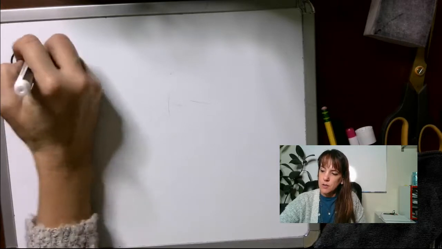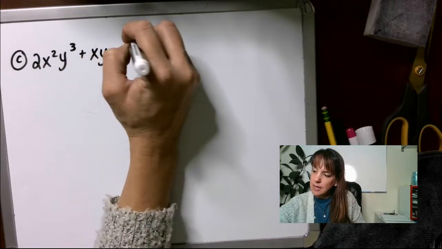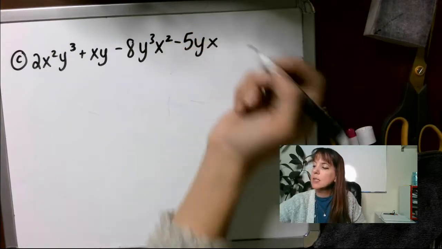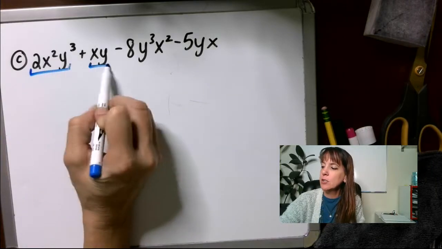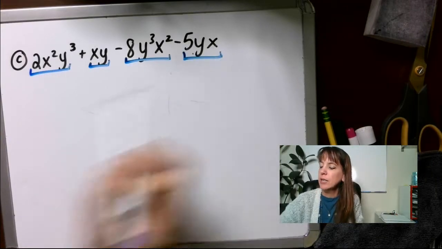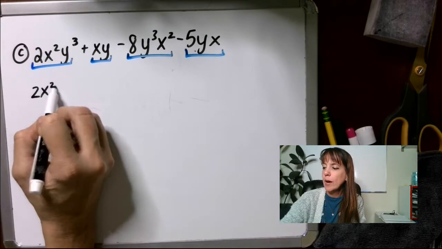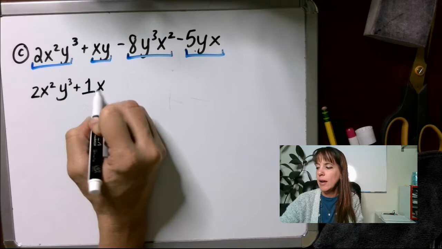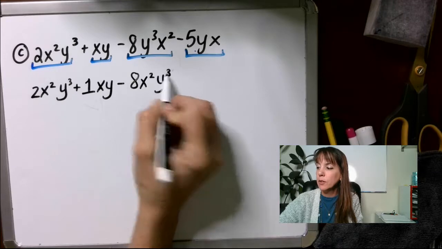For C, we have 2x squared y to the third plus xy minus 8y third x squared minus 5yx. Again, we have 4 chunks in this problem. We got this chunk right here, this chunk right here, this chunk right here, this chunk right here. Let's rewrite those chunks and make sure that they are properly alphabetized. X squared y cubed plus, there's no number here, so let's go ahead and put that in. 1xy minus 8x squared y to the third minus 5xy.